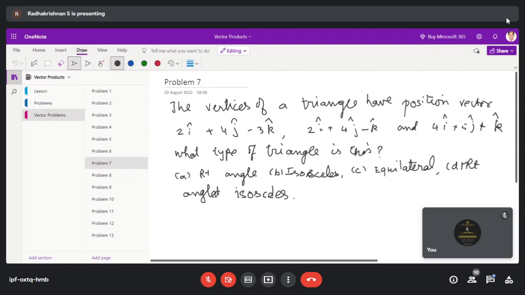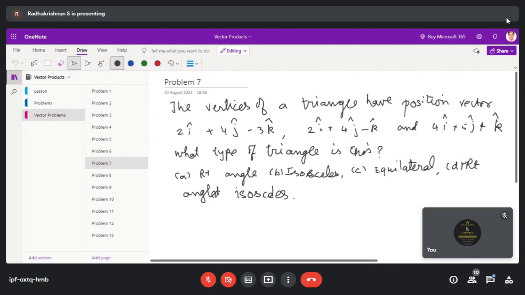So you find out the sides of the triangle and see if they are equal. If two sides are equal, we can say isosceles. Three sides are equal, equilateral. So for saying that, we need the sides, right? So how will you determine the sides of the triangle? Sir, three sides are not equal, sir.